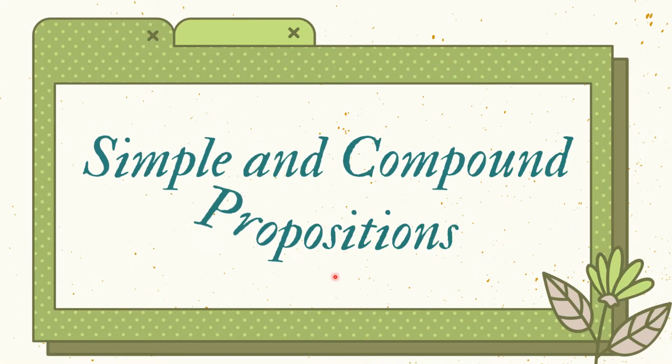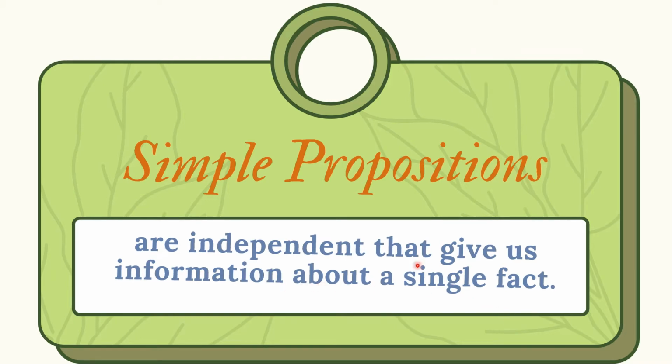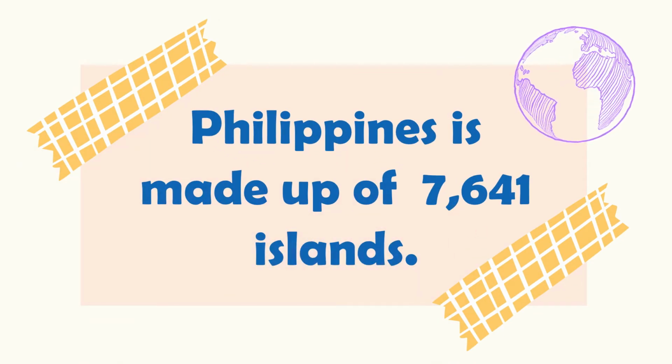This one is simple and compound propositions. The meaning of simple propositions are independent and give us information about a single fact. The example of this is: the Philippines is made up of 7,641 islands.